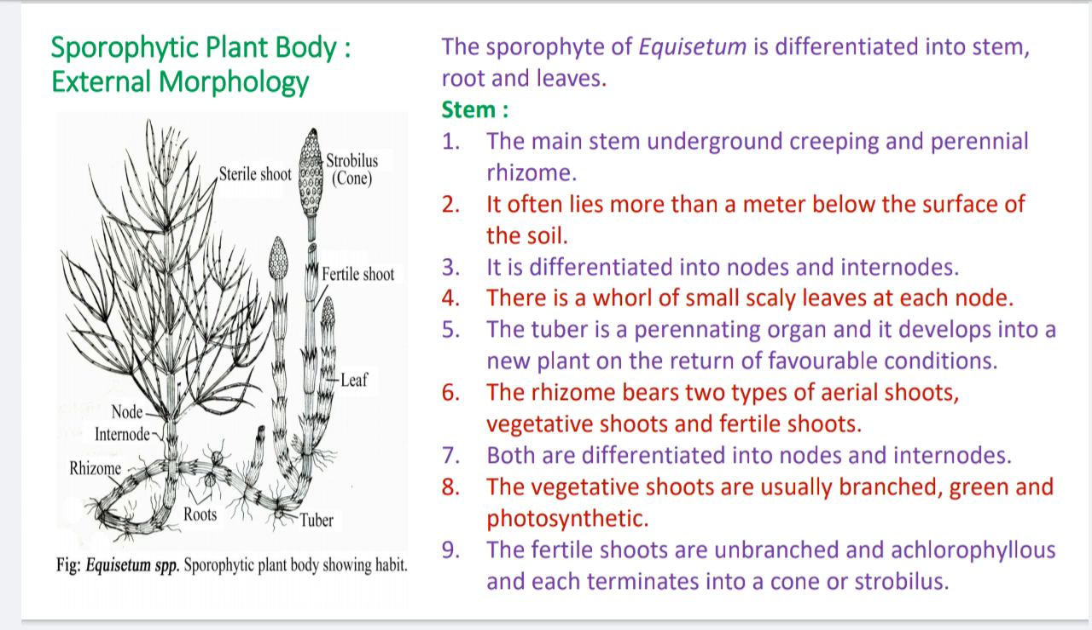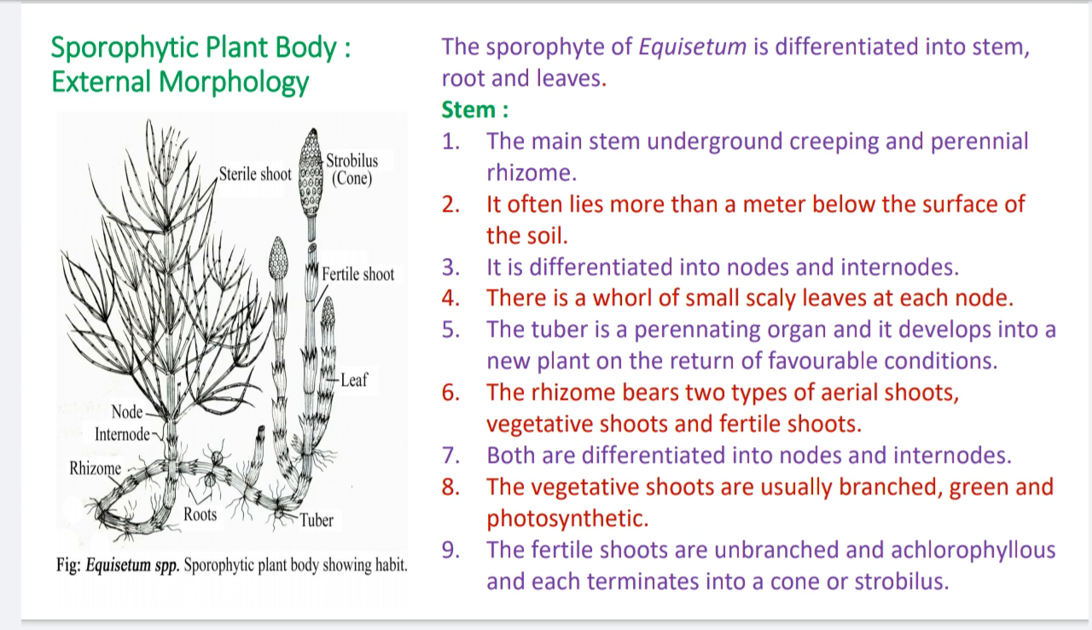Number 3, it is differentiated into nodes and internodes. The nodes and internodes are present on the underground rhizome as well as the aerial stems. Number 5, the tuber is a perennating organ and it develops into a new plant on return of favorable conditions. Underground rhizome produces the tubers. They are vegetatively reproductive organs and they are full of food material.